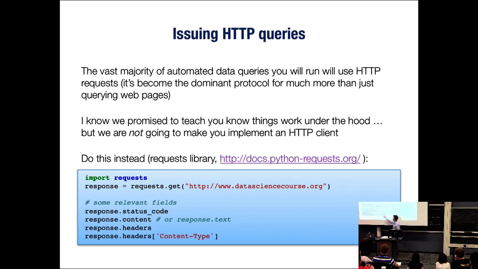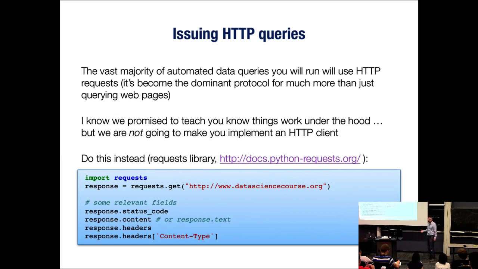So if I want to issue a GET request, which is the most common HTTP request, you just call requests.get. I type in my URL here. And there are a few response codes that are kind of important here. So for example, the status code tells you whether you got anything or not. If the status code is 200, it means everything checked out. You got a web page or you got some content from that.